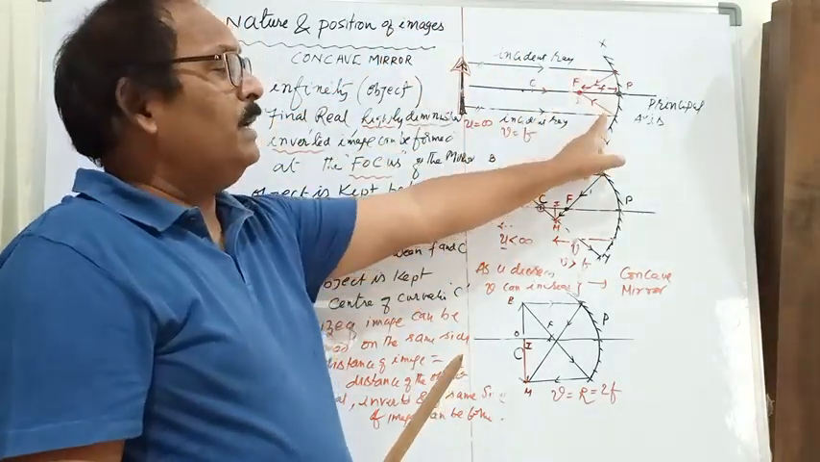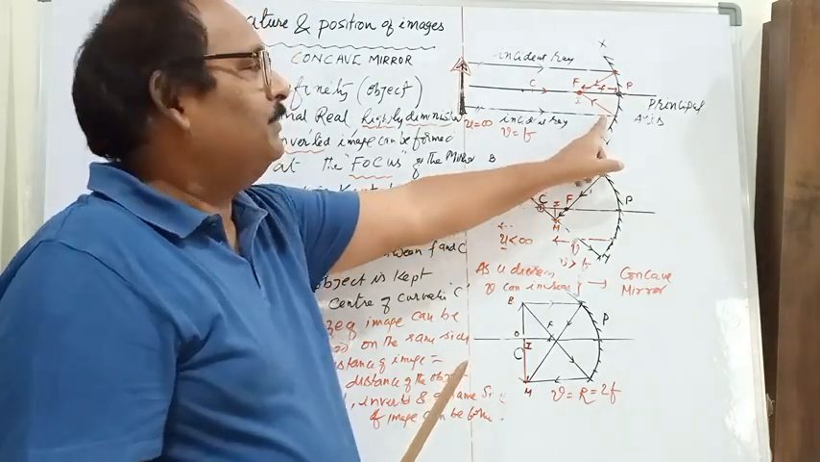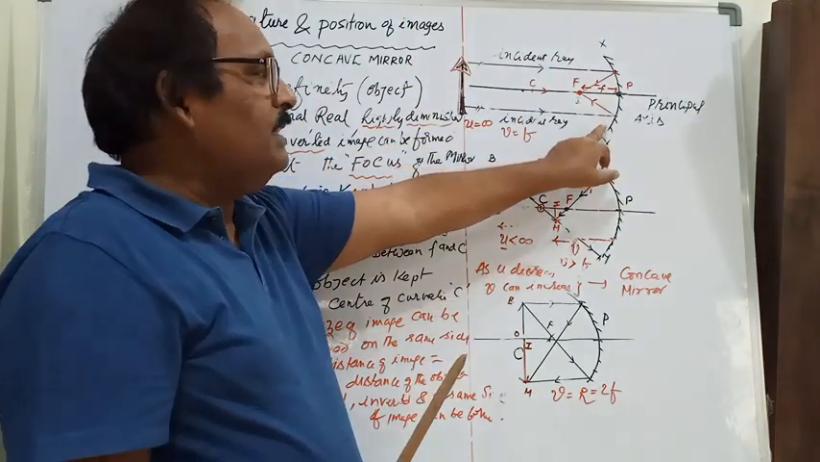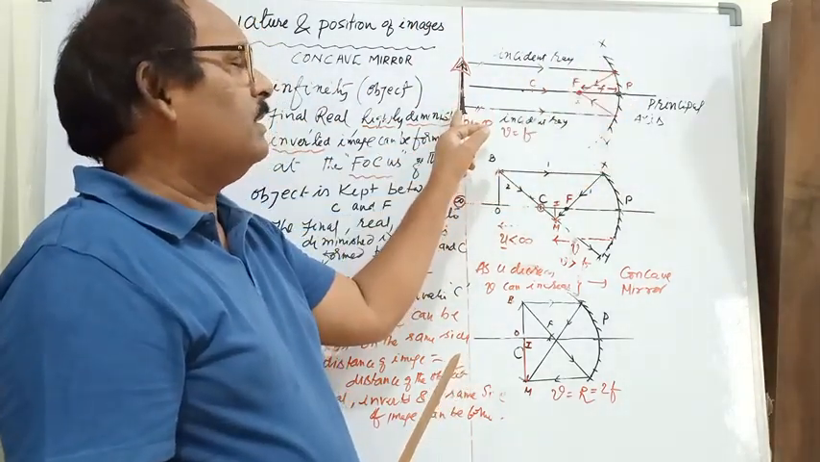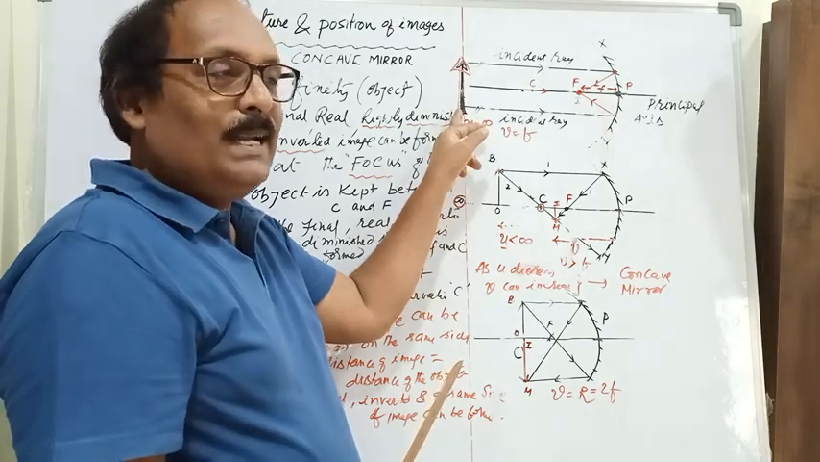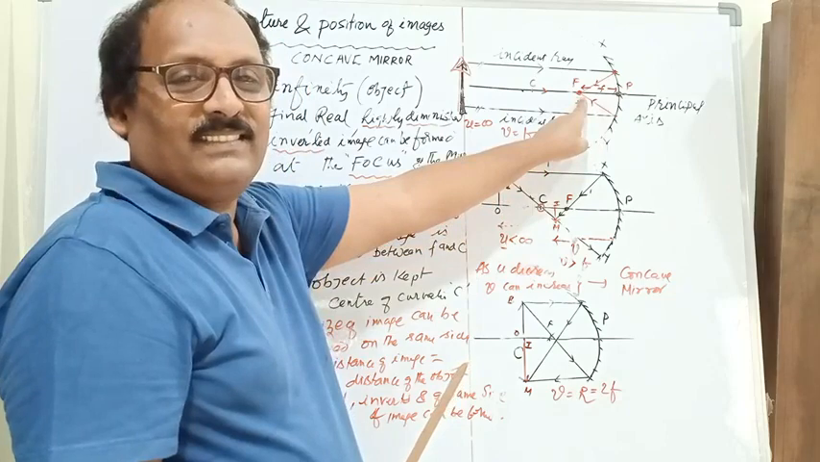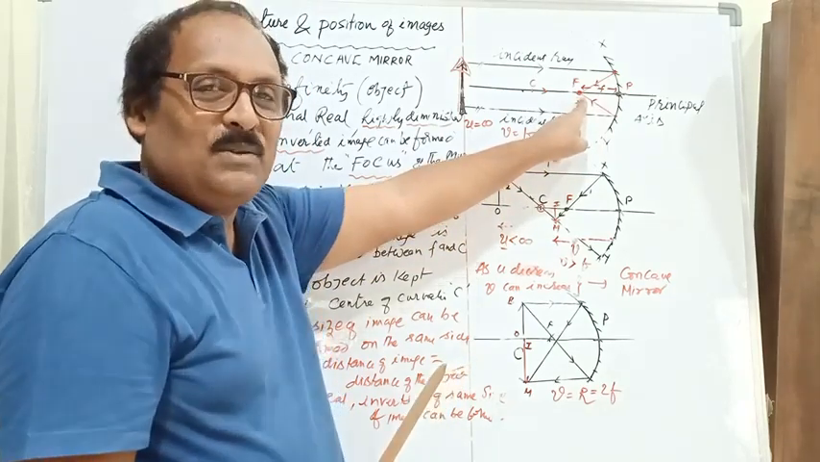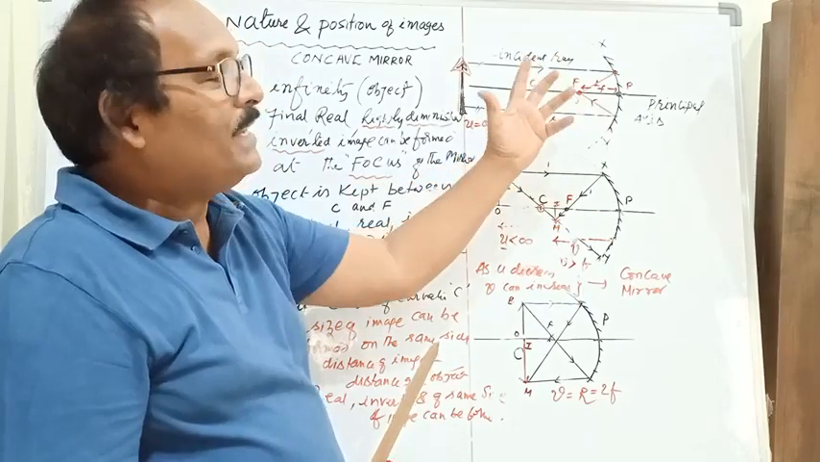When we turn this mirror towards a distant object like an electric pole, the image of the electric pole is formed at the focus. How exactly is it forming?